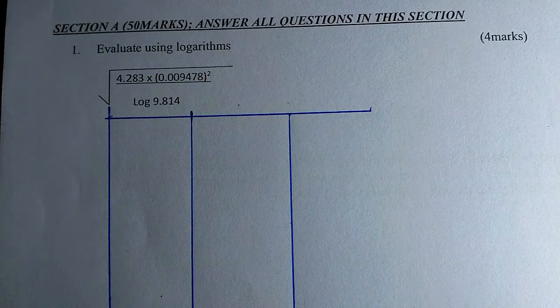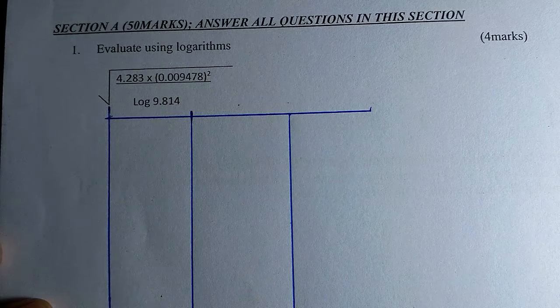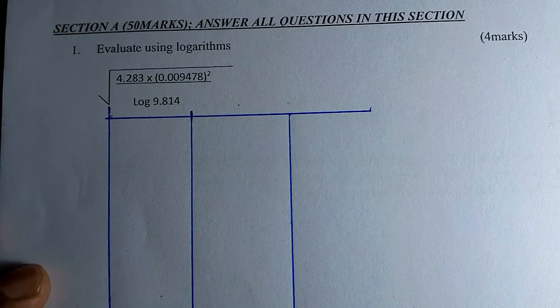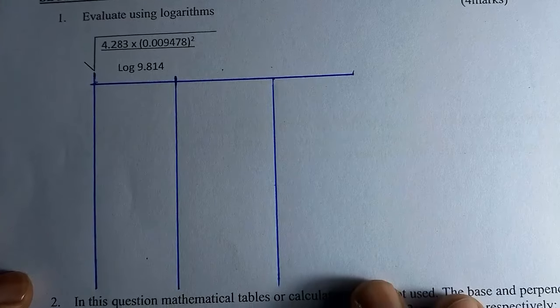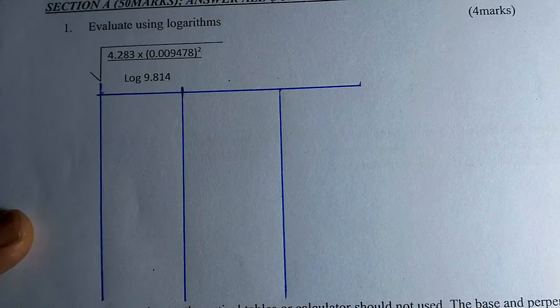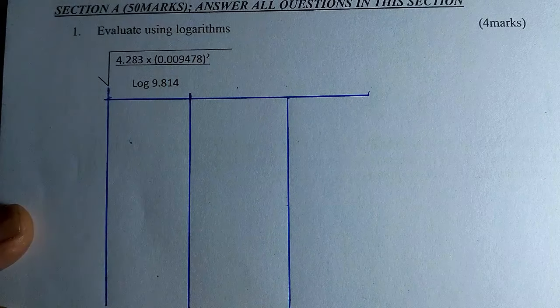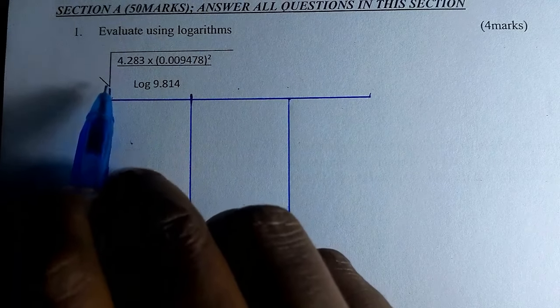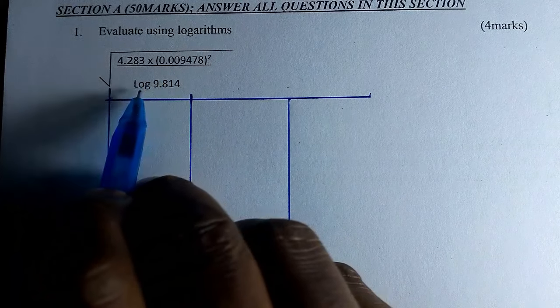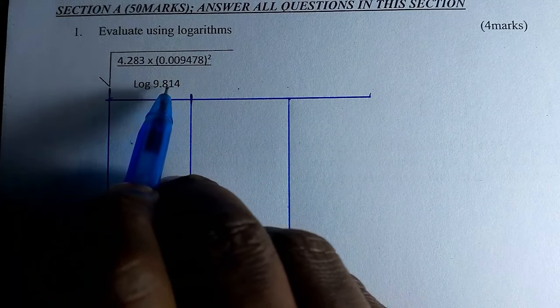This paper is a paper 2 question. Let me take you through these papers you prepare for your exams. We have been given: evaluate using logarithms. Now we have the square root of this number over log 9.814.